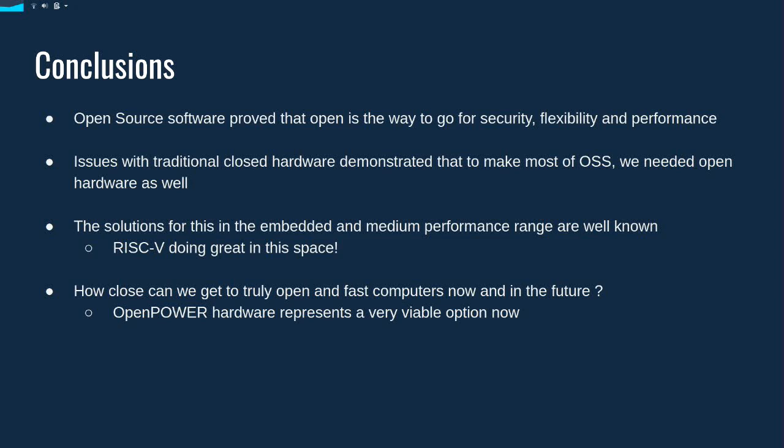The solutions in the embedded and medium performance range are really well known, and RISC-V is just doing amazing stuff in there, and I hasten to emphasise here, I don't mean either those embedded or medium performance in a pejorative sense. It's just different aspects of the same sort of ecosystem. But to answer the question as to how close we are to getting truly open fast computers now and in the future, I think there's a strong case to be made that what we have in the OpenPOWER ecosystem now is very viable already.